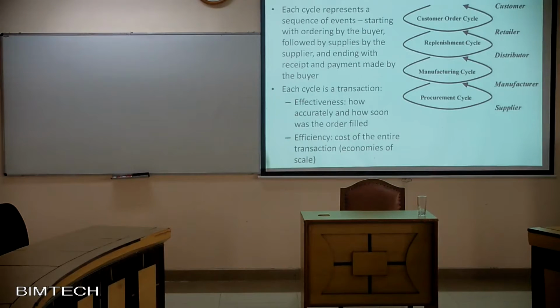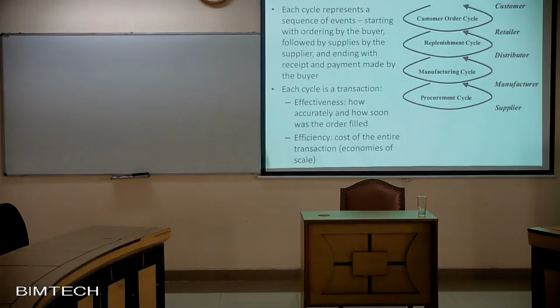The effectiveness is that if there is an order, how closely have I been able to fulfill that requirement? Which means, have I been able to supply all the items which were ordered? Have I been able to supply all the items at the time which was expected by the buyer?